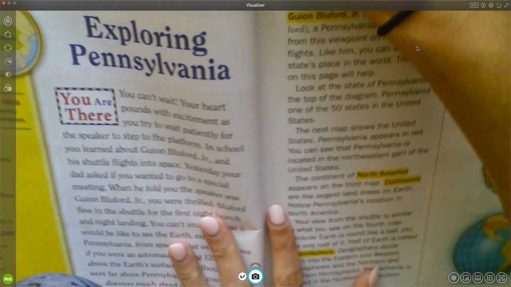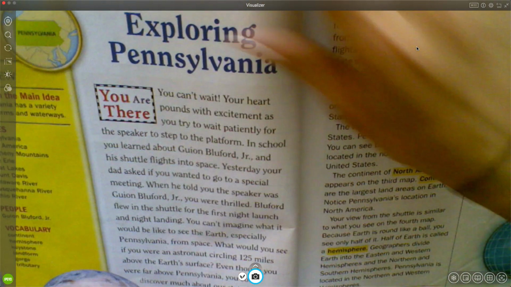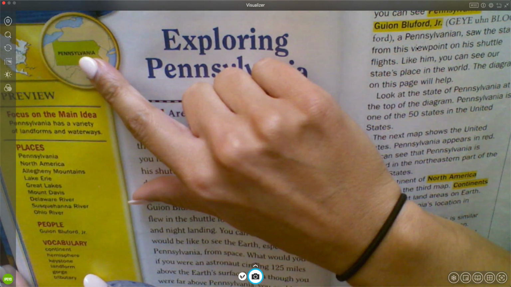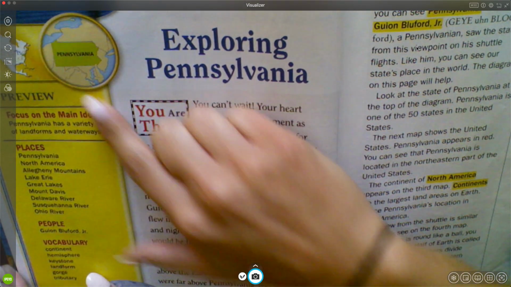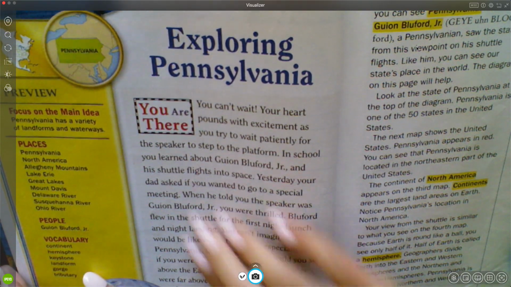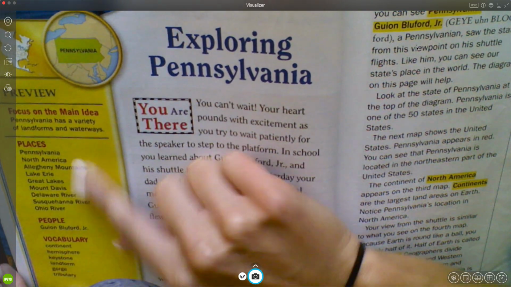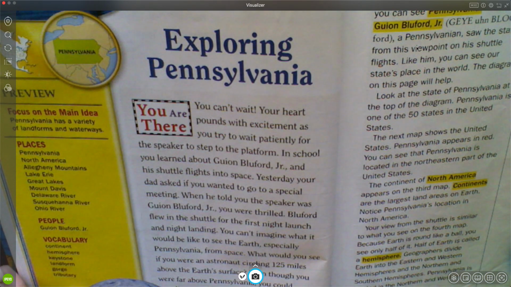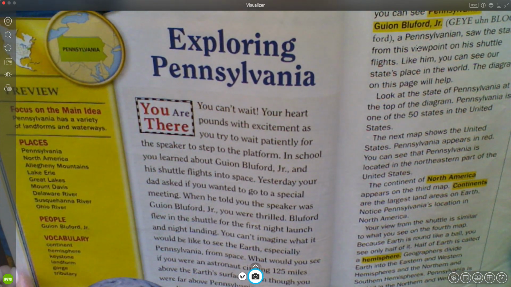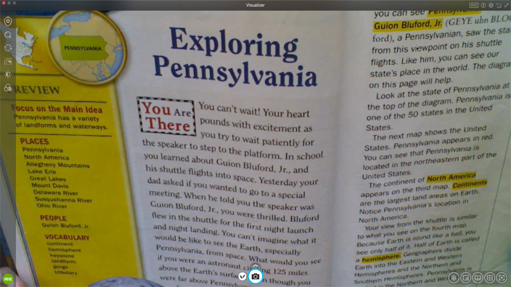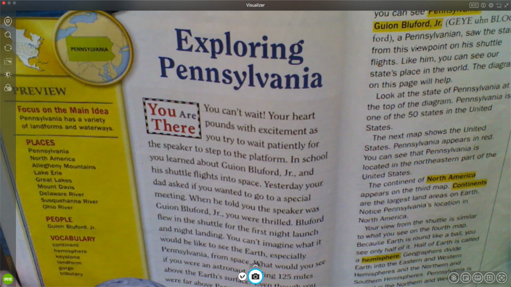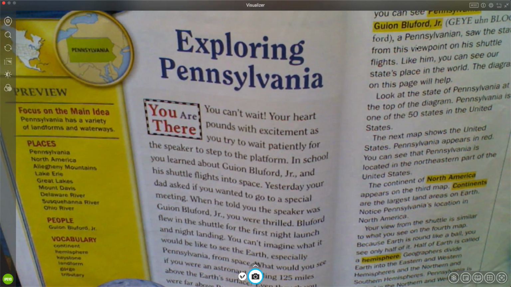Okay, so the first lesson is exploring Pennsylvania. And over here is a little picture of what our state looks like. There's New York, New Jersey, Delaware, Ohio, some states that surround us. And some places we're going to talk about in this lesson are Pennsylvania, North America, the Allegheny Mountains, Lake Erie, the Great Lakes, Mount Davis, Delaware River, Susquehanna River, Ohio River. Maybe you've already been to those places, heard of those places, or know things about those places.